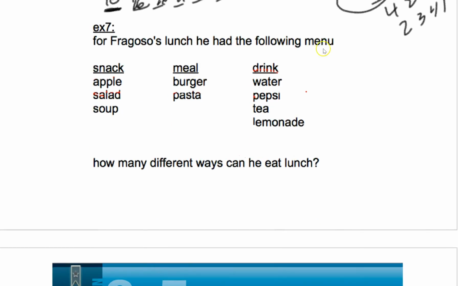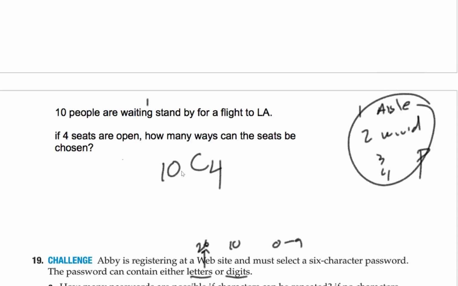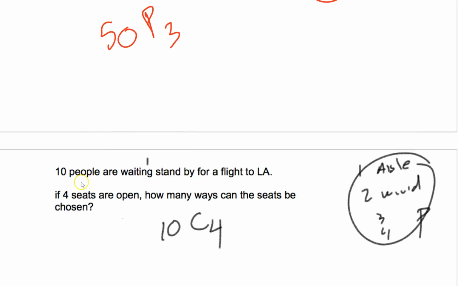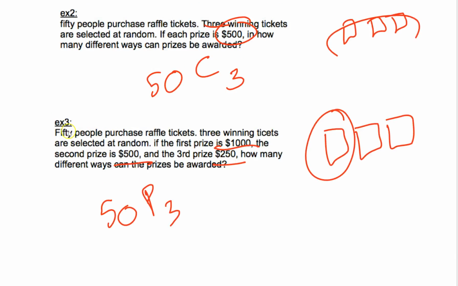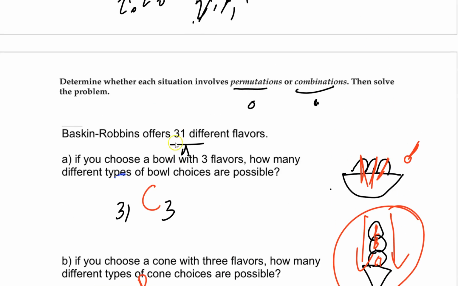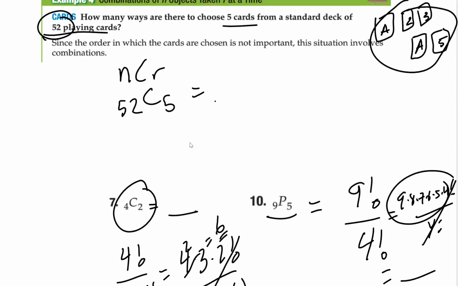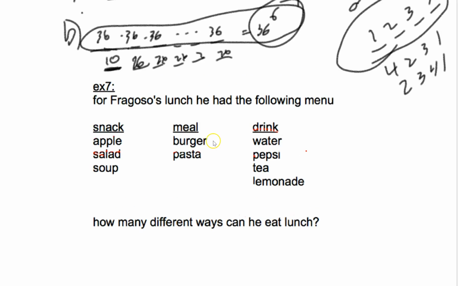For Fregoso's lunch, he had the following menu. How many different ways can he eat? So look at this. Now, anytime we do P and C, I should probably just explain this better. You're picking a subset, right? I'm picking 4 out of 10. Permutation combination. I'm picking 3 winners out of 50. Permutation combination. I'm picking 3 flavors out of 31. All the subsets, if you're picking a subset, right, a small group out of a bigger group, then it's nPr or nCr.